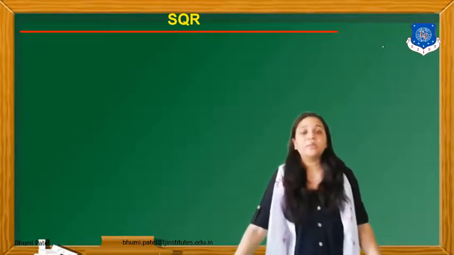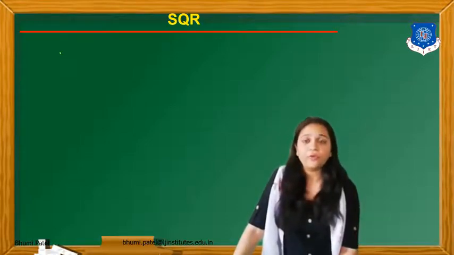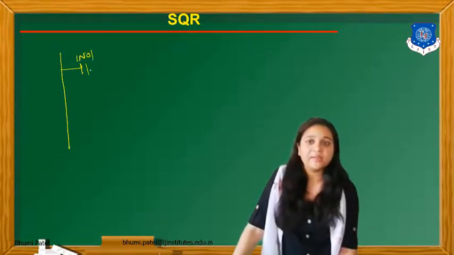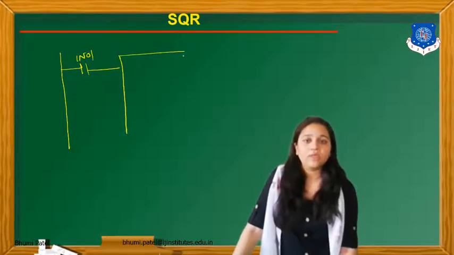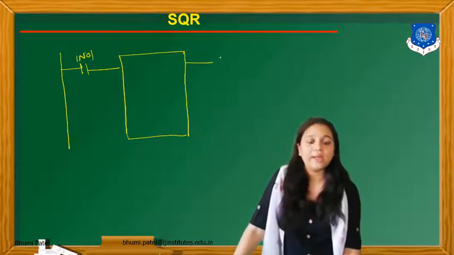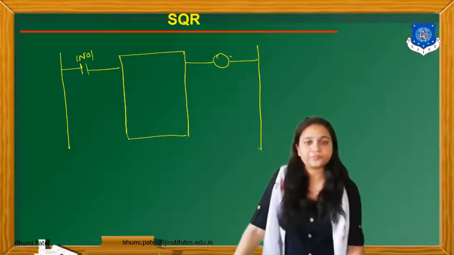SQR is nothing but the square root of this value. So if we have to measure, or if we require the square root of a particular value in the output, we require root 2, so for that we have to use the command SQR.